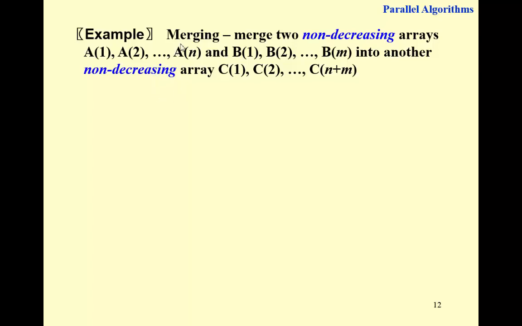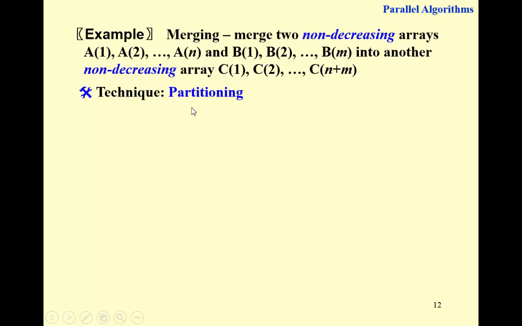This example, merging, will show us how to use another technique to solve the problem. That is partitioning. The problem is simple. We simply want to merge two non-decreasing arrays, A and B, into another non-decreasing array. Just think about merge sort on a sequential machine. We have to merge the sorted sublists pair by pair, right? And this problem is about how to merge a pair of sorted sublists.